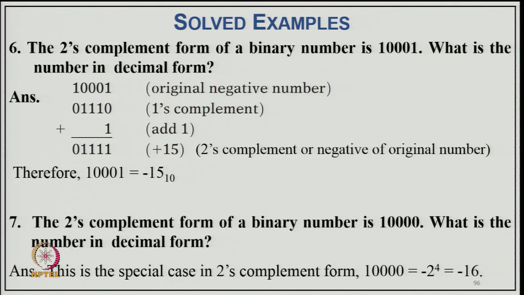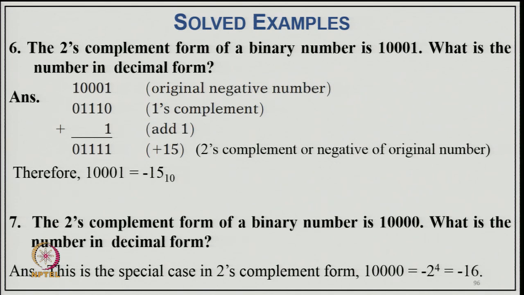The sixth example: the second complement form of a binary number is 10001. What is the number in decimal form? 10001 is the original negative number. So, we take the first complement, which just changes the bits: 1 becomes 0, 0 becomes 1. Then add 1, so it becomes 0 1 1 1 1, and that is plus 15. That is the second complement of the negative of the original number, and therefore your original number 10001 was minus 15 at the base of 10.